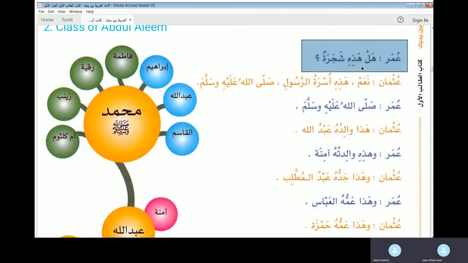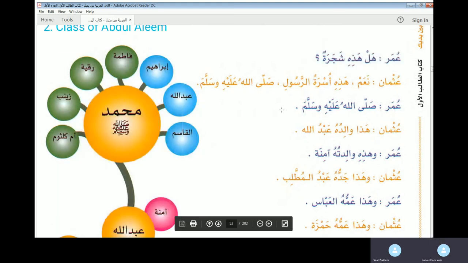Hal hazihi shajara. Hal hazihi shajaratun. What is this tree? Is this a tree? But here, shajara is used in the sense of family tree. Family tree, okay. Yes.